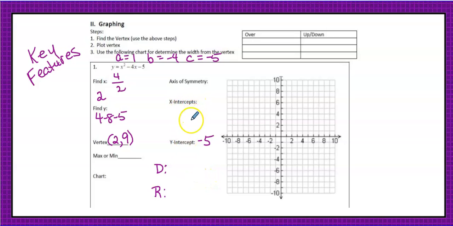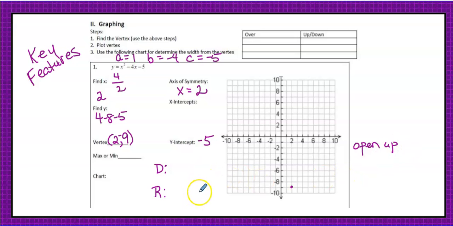The x-intercepts, what we can do is we can actually factor this to find those. Let's look at the axis of symmetry first. Remember, I told you this always matches the x value in the vertex. So this would be x equals 2. Let's go ahead and graph the vertex. We have, oh, I'm sorry, this should be negative 9. I put a positive 9 there. Okay, so we have 2, negative 9. Let's graph 2, negative 9 right here. So there's the vertex. We also know that because the a value is positive, it's going to open up.